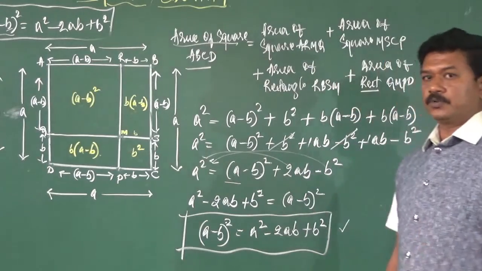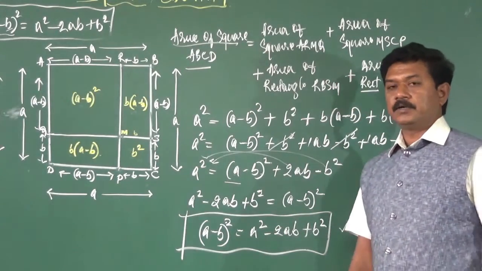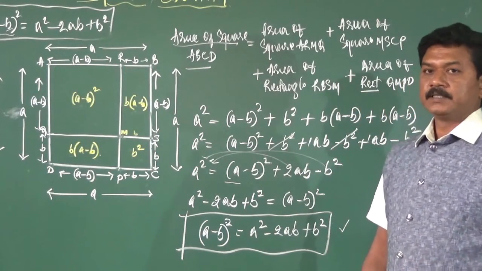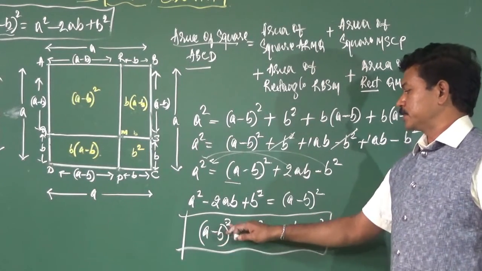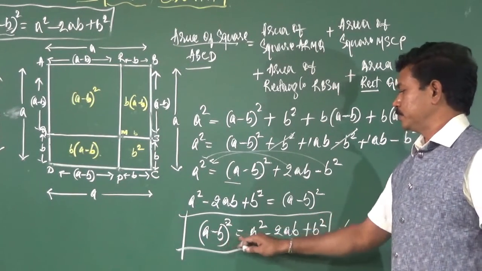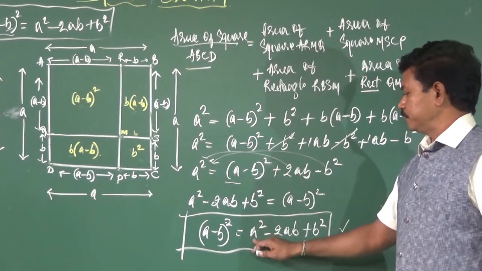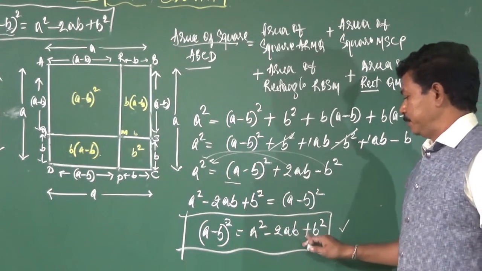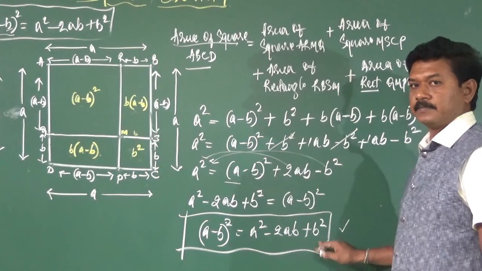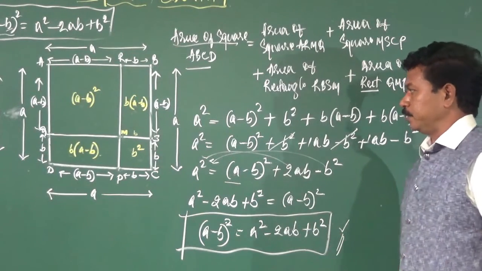Usually nowadays students, what is (a minus b) whole square? A square minus 2ab plus b square. See, that is not the way actually. It is once again the difference of squares: the square of the difference of two numbers is always equal to the square of the first number minus twice the product of the two numbers plus the square of the second number. So this is (a minus b) whole square.